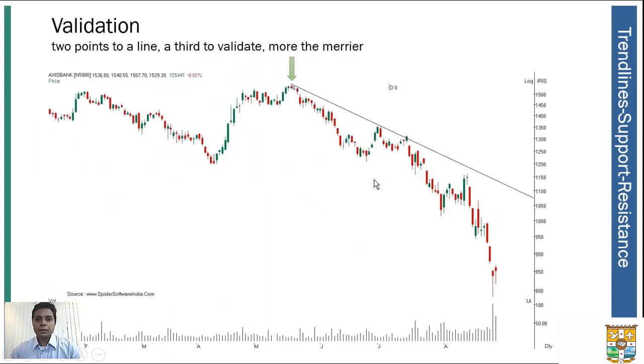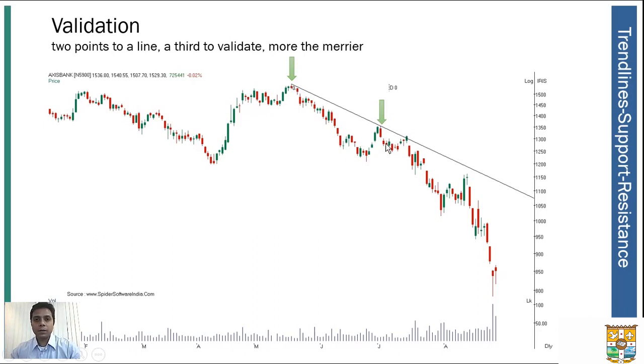This is a validation. So for any trend line or any straight line, you have the equation of y equal to mx plus c, so you will need 2 points to draw it. Let's take this example of Axis Bank. You have this high, so I have taken that, and you move on and find the next high. So you have taken that, and over here you have a nice sloping down trend line saying that Axis Bank is weak and the trend is down.